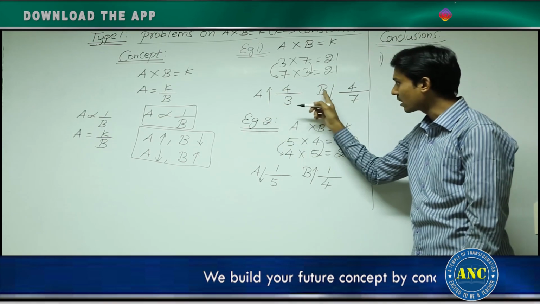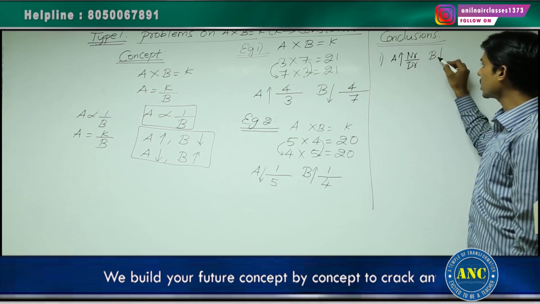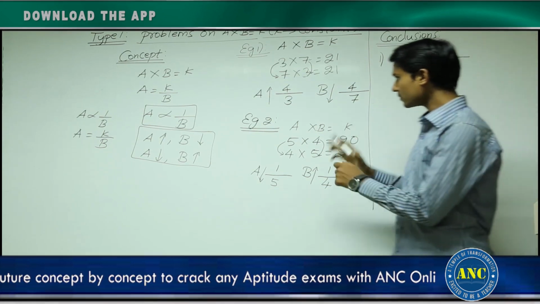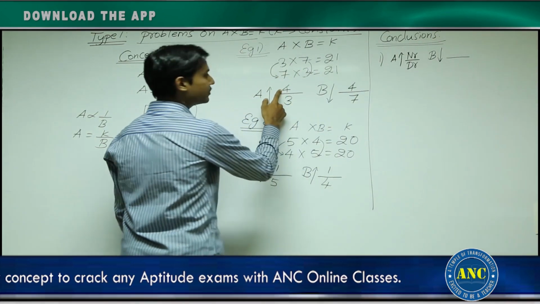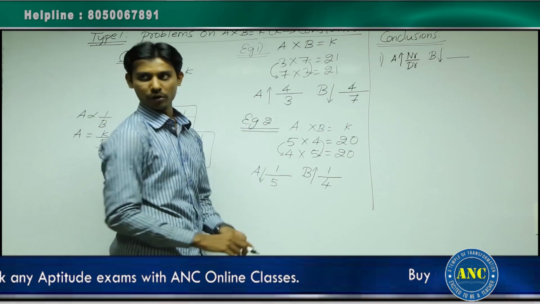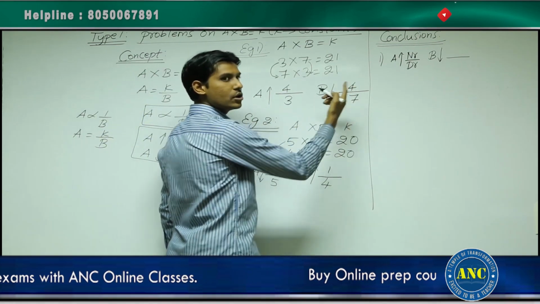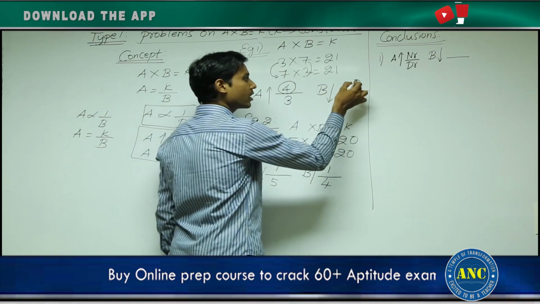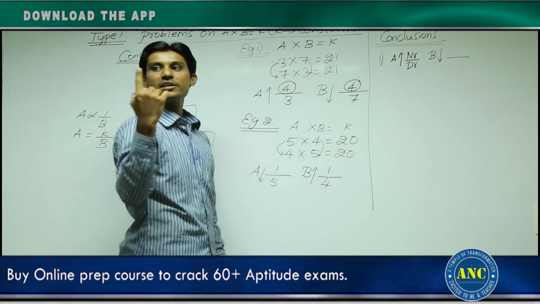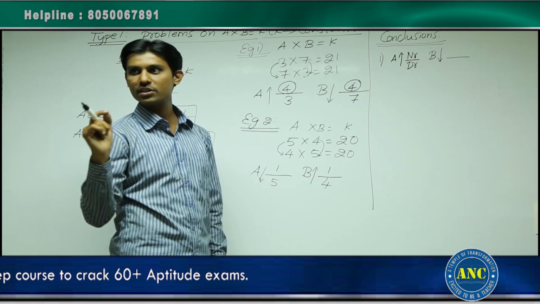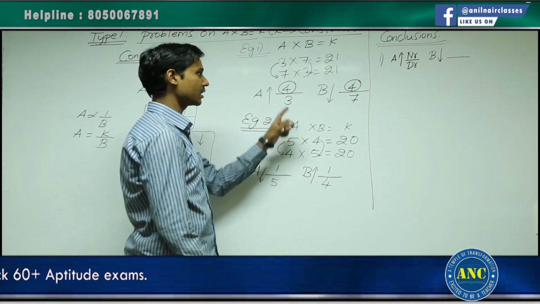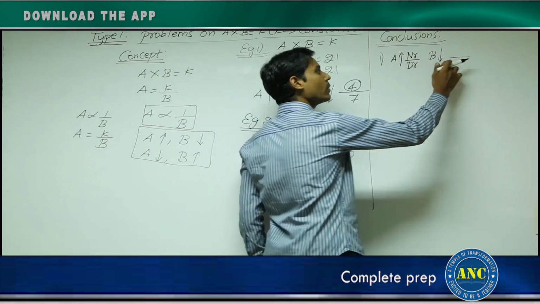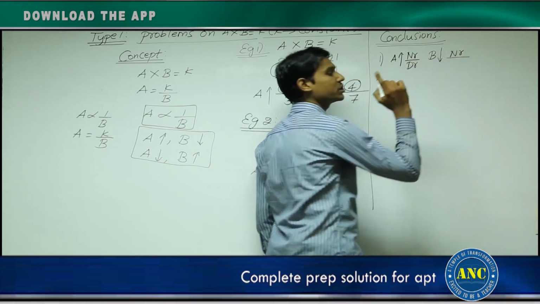If A increases, B should decrease, right? By how much will B decrease? Listen carefully. What is the numerator of A here? Numerator of A is 4. What is the numerator of B? Numerator of B is also 4. Is there any change in the numerator? No change in the numerator. That means if the numerator here is called NR, here also the numerator will be NR itself. There is no change in the numerator.